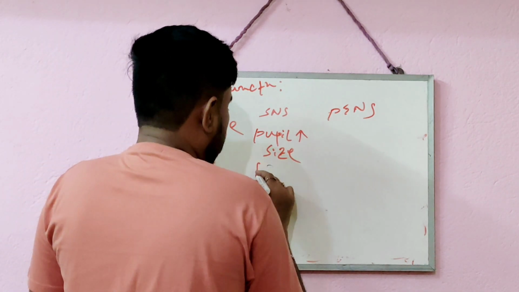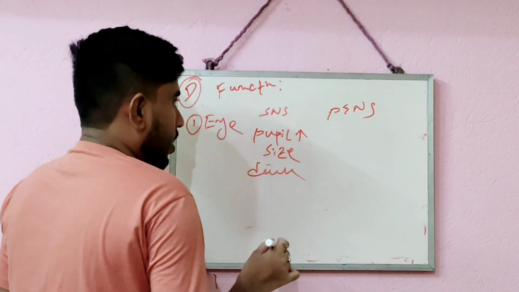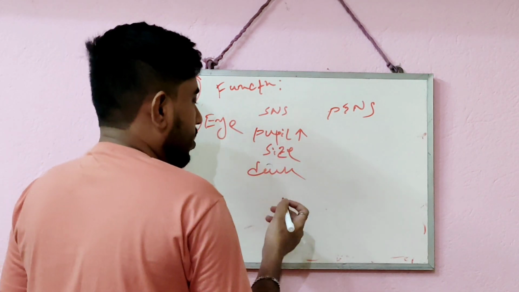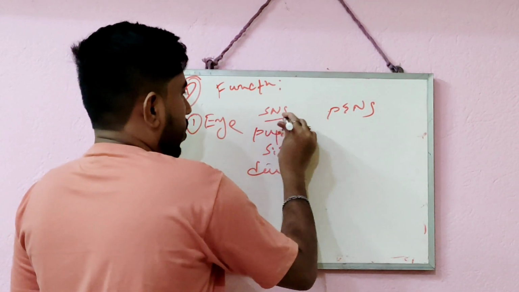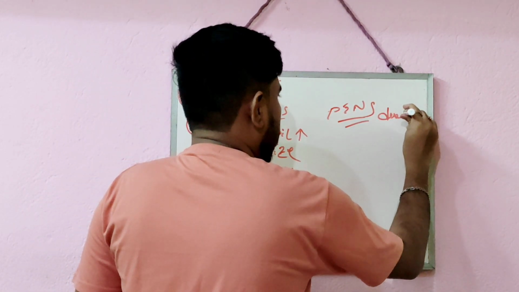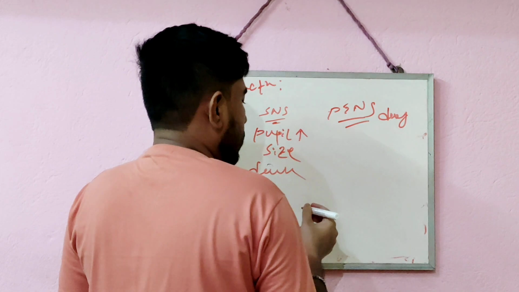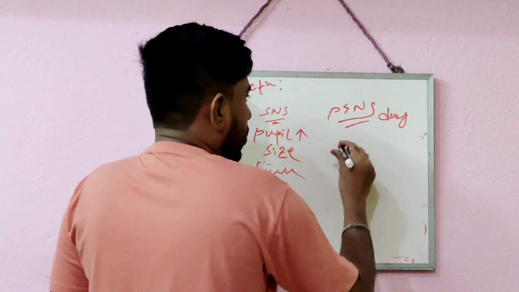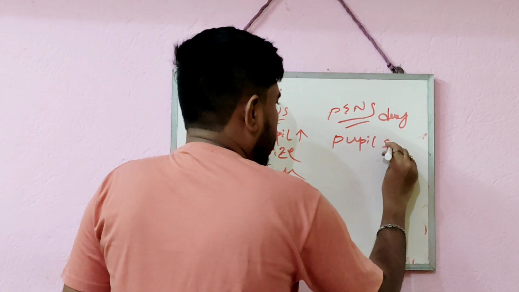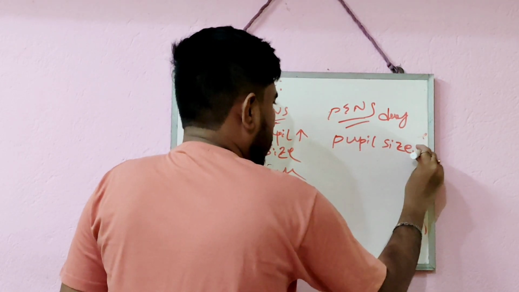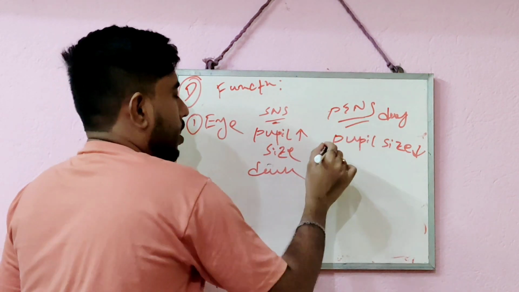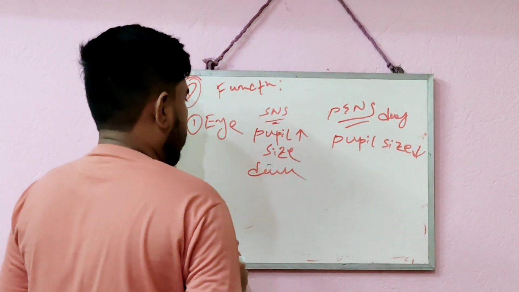So that in the dark, when the light is less, it increases our pupil size so that more light can come in and we can see in the dark also. That is the work of the sympathetic nervous system. In the parasympathetic nervous system, during daytime when light is more, our eye doesn't need that much light, so at that time the parasympathetic nervous system decreases or constricts the pupil size. That decrease of pupil size is controlled by the parasympathetic nervous system.